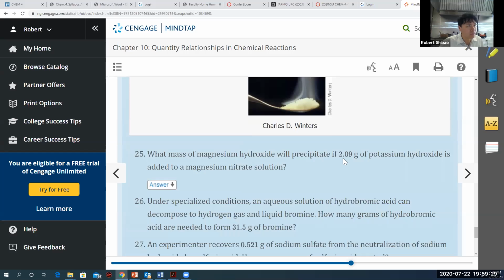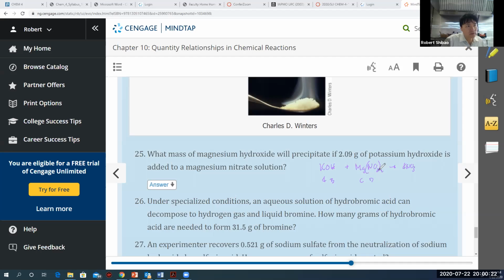What mass of magnesium hydroxide will precipitate if 2.09 grams of potassium hydroxide is added to a magnesium nitrate solution? Okay, so they're telling us what's going to precipitate, but we could have figured it out anyway because we're taking potassium hydroxide, which is KOH. I probably wouldn't have told you. Taking KOH and adding it to magnesium nitrate. Magnesium nitrate, magnesium is a 2+, whereas nitrate's a 1-, so we need 2 of these to balance out the charge. And so we could have figured out the product because this is just a double replacement, AB plus CD. So we're going to get potassium ions with nitrate. Well, potassium ions with nitrate is just KNO3.